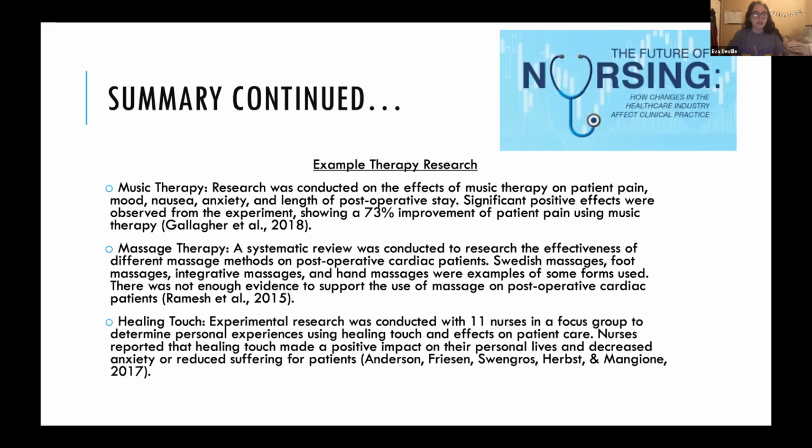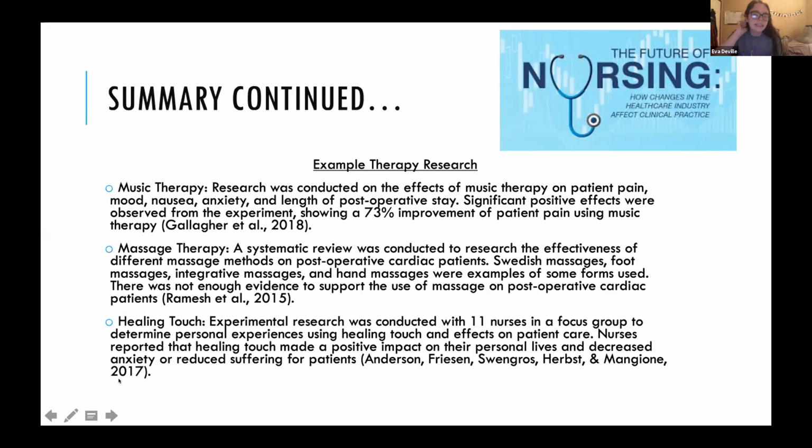For massage therapy, it was a systematic review that was conducted to research the effectiveness of different massage methods on post-operative cardiac patients. Some of the forms of massage were Swedish massages, foot massages, integrative massages, and hand massages, but there was not enough evidence to support the use of massage. So that's why it's so important to research these different therapies, just to have the data to understand how effective they are.